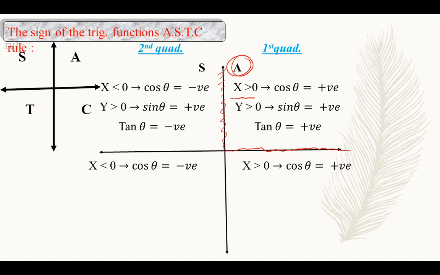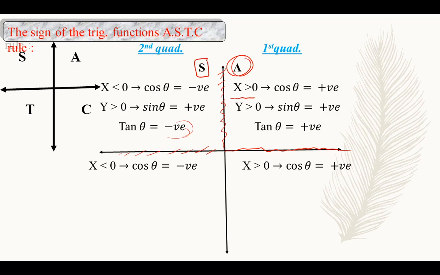In the second quadrant, x is negative and y is positive. X smaller than 0, so cosine theta is negative, and y bigger than 0, so sine theta is positive. Tan theta equals sine theta over cosine theta, which is positive divided by negative, so the sign of tan in the second quadrant is negative. So here we are going to write S for sine in this quadrant.